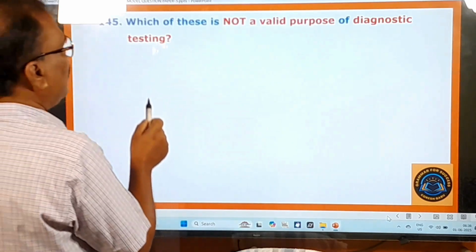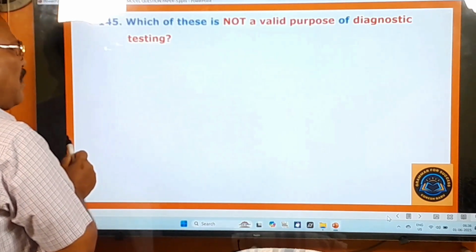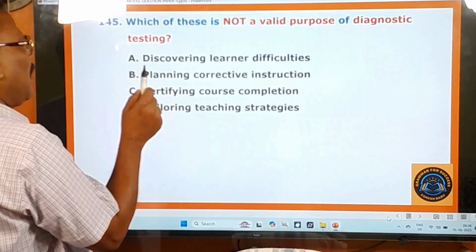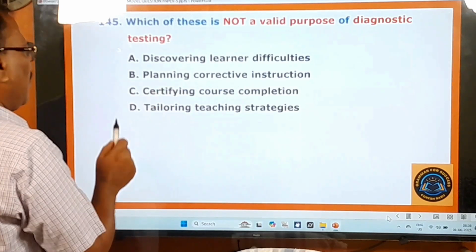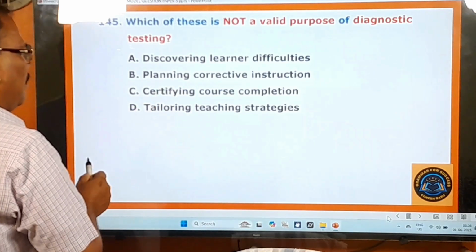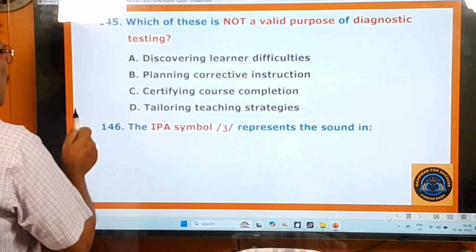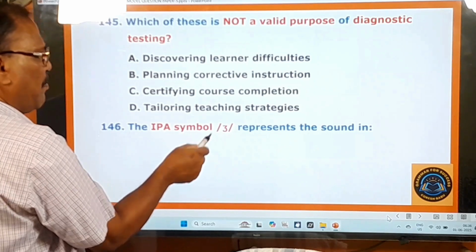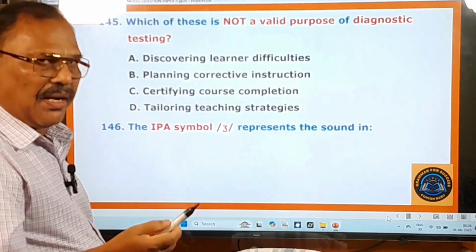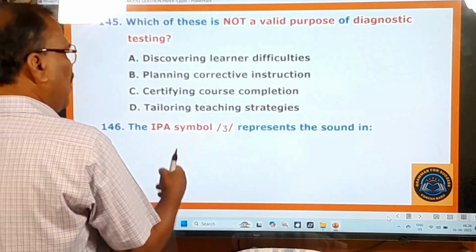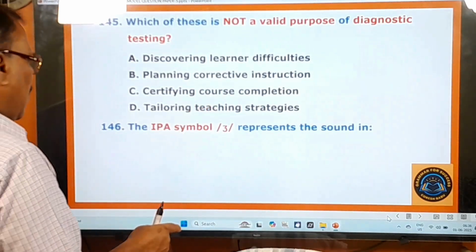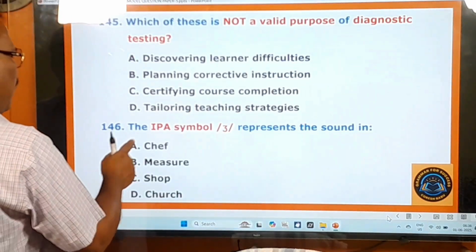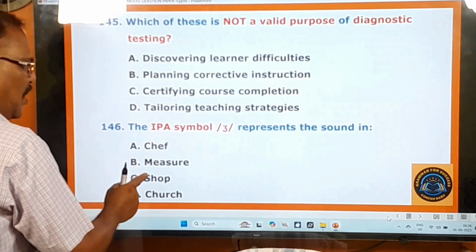145th question. Which of these is not a valid purpose of diagnostic testing? Discovering learner difficulties, planning corrective instruction, certifying course completion, tailoring teaching strategies. 146th question. The IPA symbol dash. I don't pronounce this symbol. If I pronounce it, it is nothing but giving you the answer. And that is why I don't want to pronounce this phonetic symbol. Therefore, I'll read out the question like this. The IPA symbol represents the sound in chef, measure, sharp, church.